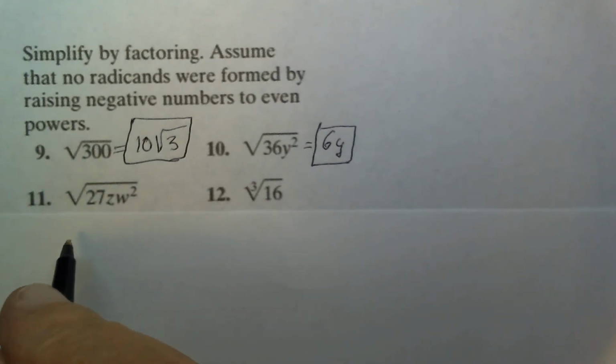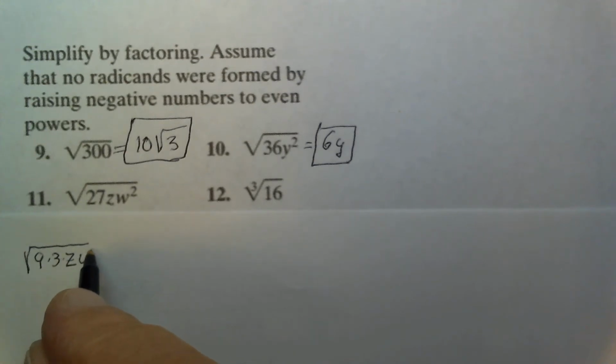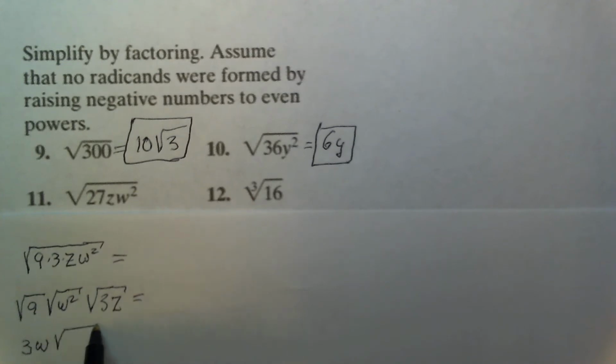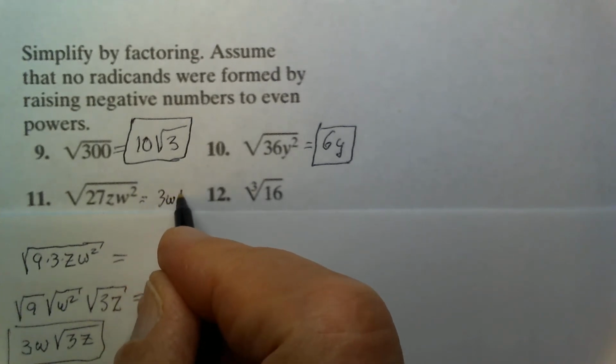Number 11 we can write as the square root of 9 times 3 times z times w squared. And we can write that as the square root of 9 times the square root of w squared times the square root of 3z. And the square root of 9 is 3. The square root of w squared is w. And then here's the square root of 3z. So that is then the answer to number 11. So it's 3w square root of 3z.